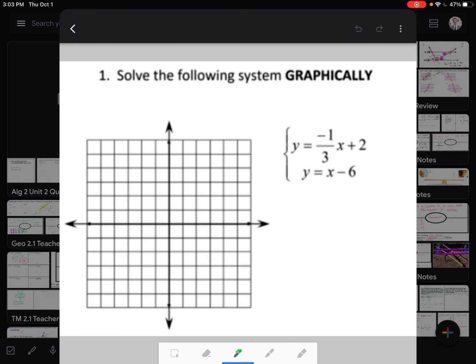Hi everyone and welcome. Today we're going to be talking about some review for our quiz that is coming up later this week. So hopefully doing a couple of these questions will help guide you through some of the principles that we're going to be assessed on very soon.